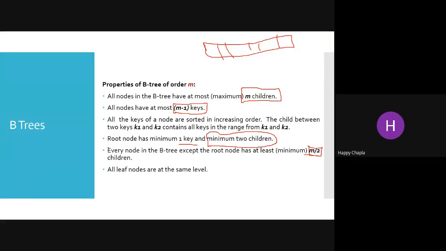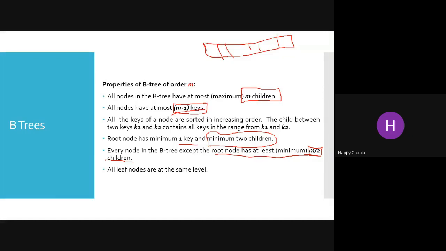Okay, so we have discussed many things. Now, what is the maximum and minimum number of keys in the same node? We discussed that every node in the B tree except the root node has at least the minimum number of children. Apart from the root node, every node should have the minimum number of keys. If m equals 6 or m equals 4, then the minimum number of keys should be 2. So a node should have at least 2 children.